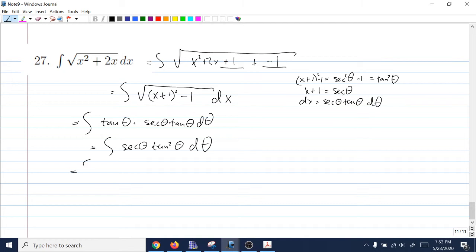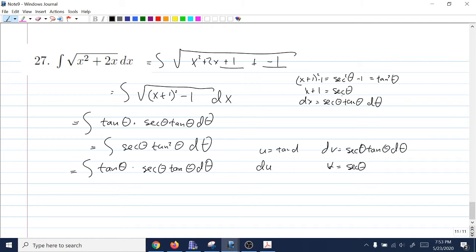We start by doing parts. We're integrating tangent theta times secant theta tangent theta, d theta. I'm going to let u be the thing I want to take the derivative of, tangent. dv is going to be the other part, secant theta tangent theta, which is a good idea because I can definitely integrate that in my head. The integral of that is secant theta. du is going to be the derivative of tangent, which is secant squared.